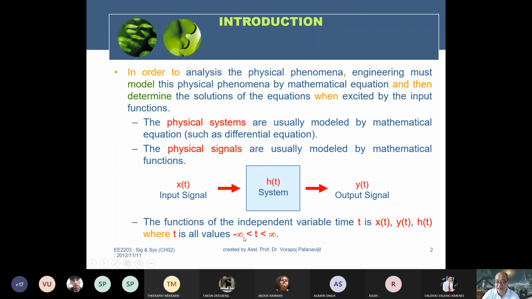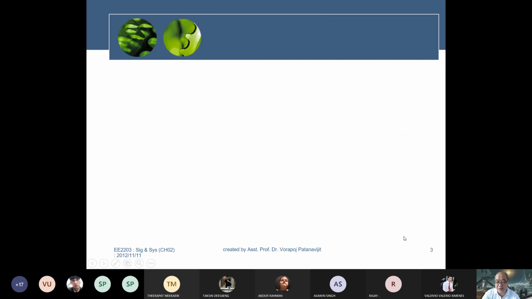Therefore, in this case, t has all values from negative infinity to infinity. It can be negative, can be positive, can be a floating number, rational, or irrational number. Now the next one.